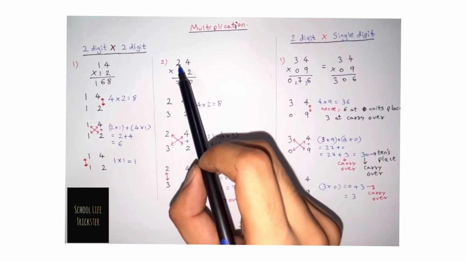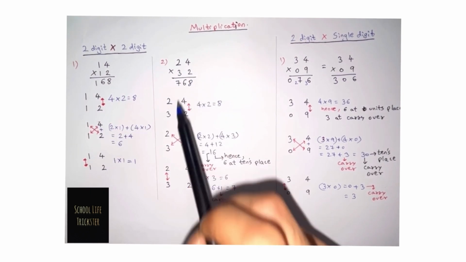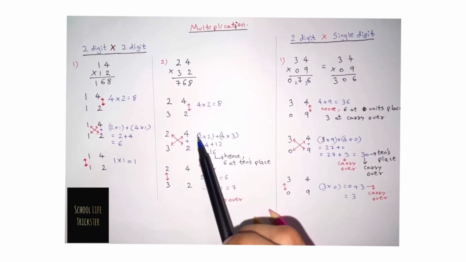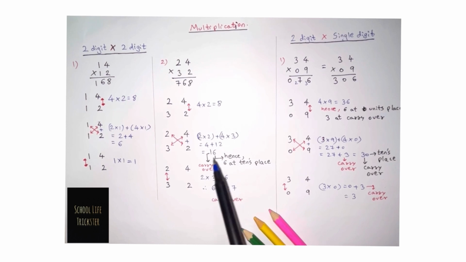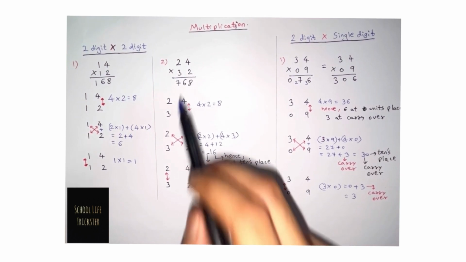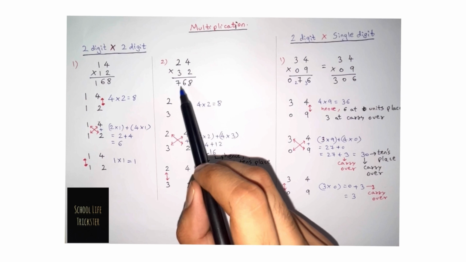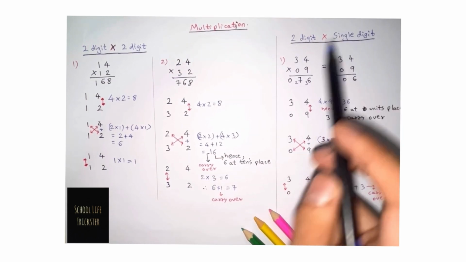The second example, 24 into 32 equal to 768. So multiply 4 into 2, that is 8, and multiply 3 into 4 plus 2 into 2, that is 12 plus 4. The answer is 16. The 6 is at the tens place, and take 1 as carryover. Carryover to 7. 2 into 3 is 6. Then 6 plus 1 is 7. This 1 is our carryover which we take from here. The answer is 768.